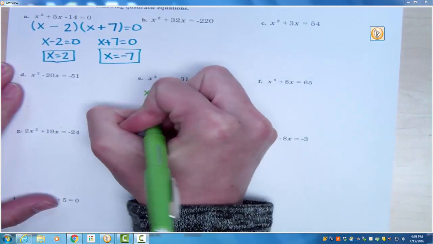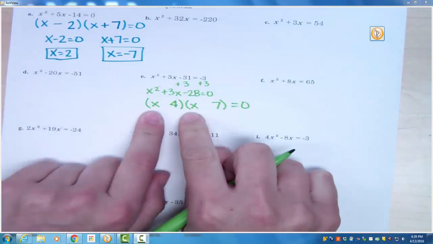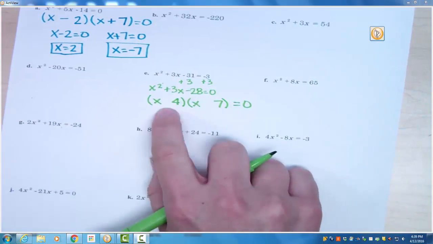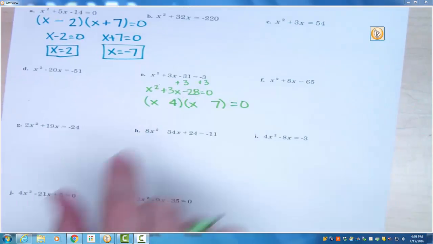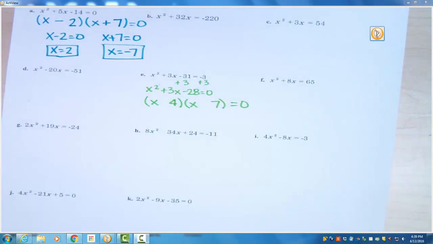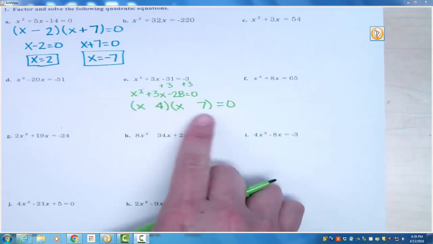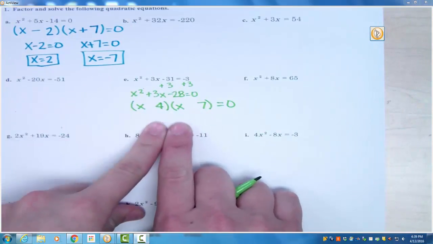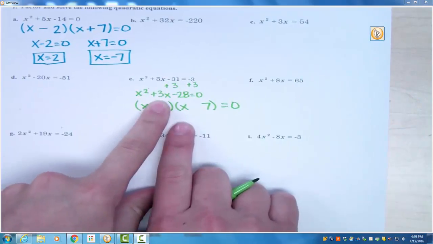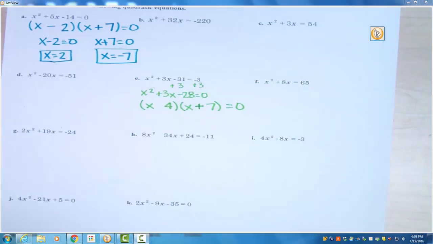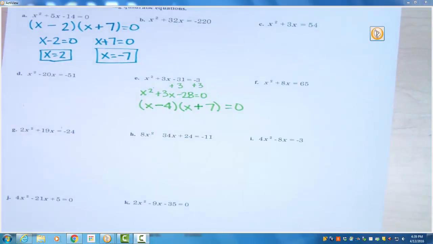So that means I must have 7 and 4. Remember, I have x and x because they're going to multiply to give me x squared. And then I have 4 and 7 because that multiplies to give me negative 28. One has to be negative, one has to be positive, because a negative times a positive gives me a negative. But they have to add to equal 3. If I made 4 positive and 7 negative, when I add them together, I get negative 3. And that's not the same thing as positive 3.